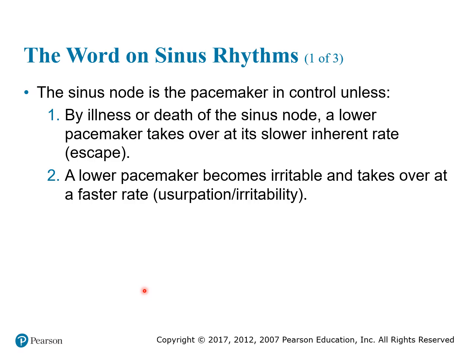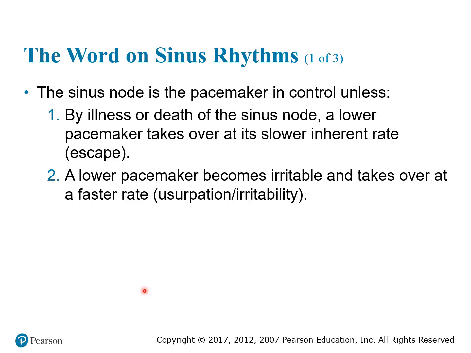If there's any type of illness related to the sinus node, or death of the sinus node, then one of the lower pacemakers takes over, and these are called escape beats. There are a couple of other pacemakers in the heart. When they take over, the QRS complexes and the rhythm are going to look different, and that way we can tell which node it's coming from.